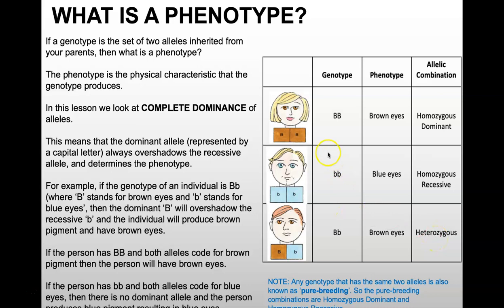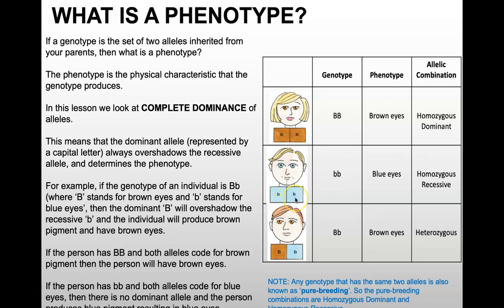Let's look at this lady up the top here. She's also got brown eyes, but she has a different genotype, because she received two dominant alleles, one from each of her parents. So she's got no option but to produce brown pigment for her brown eyes. Her genotype is big B, big B. Her phenotype is brown eyes, but she has a different allelic combination than the person at the bottom. She's homozygous dominant. Homo, like homosexual, means the same. She's got two of the same alleles, and they're both dominant, so we call her homozygous dominant.